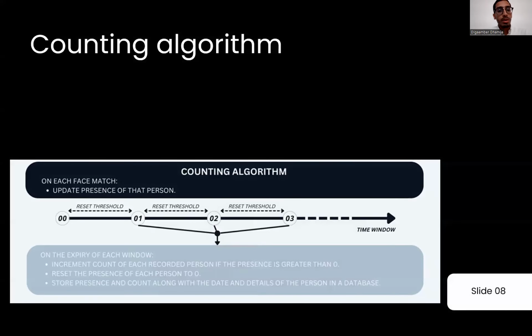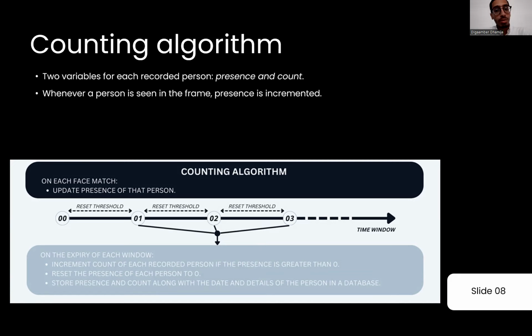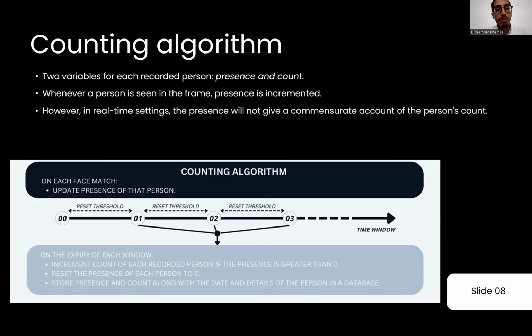Now, the counting algorithm. For this step, two variables are associated with each recorded person: presence and count. Whenever a person is seen in the frame, the presence variable is incremented. In real time settings, however, this algorithm is working on a large number of frames per second. For instance, a person might spend 5 to 10 seconds walking from one corner of a frame to the other. If a video feed is of 30 frames per second, then this would update the presence 30 into 10, which is 300 times.